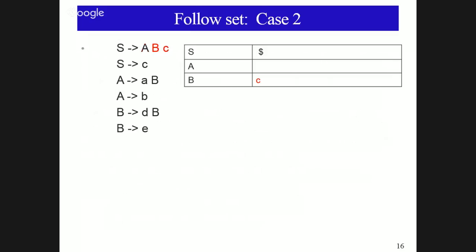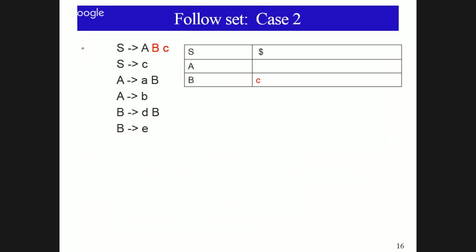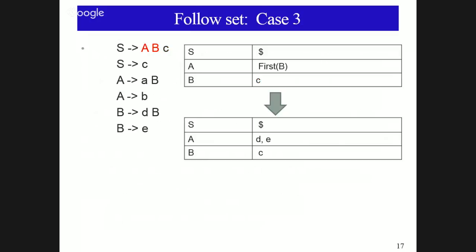There's no case 3. And oh no, there's case 3. I'm sorry, there is case 3: big A, big B. Sorry, I missed that. There is case 3. Okay, so big A, big B. B follows A. What is B? D and E, right? So D and E follow big A. So that goes into big A's follow set.